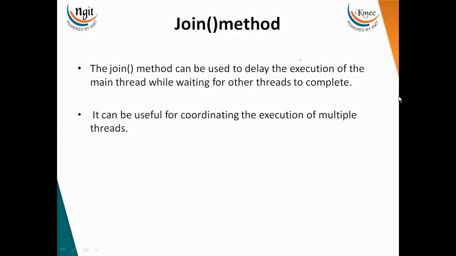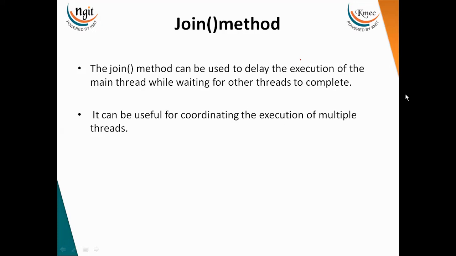Now, sir, where do we use the join method? I'm going to cover a common example for the join method as well as for the main thread. Beta, we use the join method to delay the execution of the main thread while waiting for other threads to complete their execution, right?